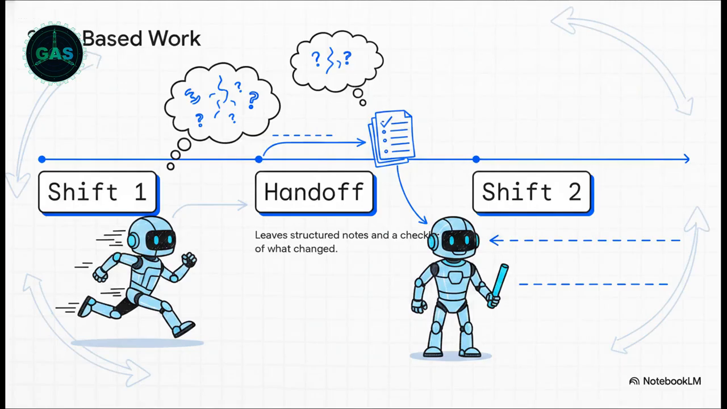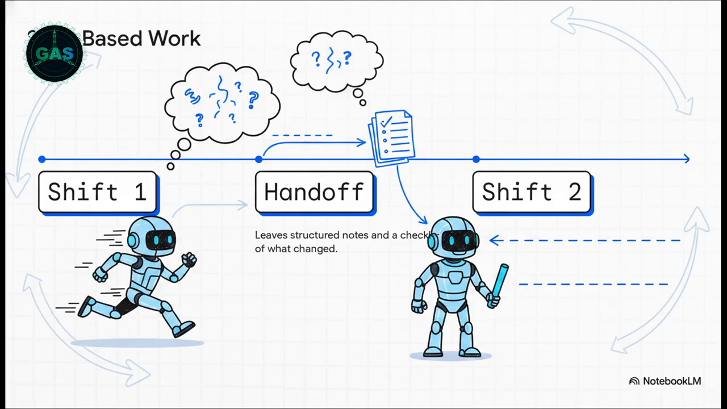Currently, agents are great sprinters, but terrible long-distance runners. If you ask an agent to run a project for weeks, the context degrades. It starts hallucinating and looping. To solve this, developers are introducing shift-based work harnesses. It's literally like a relay race.